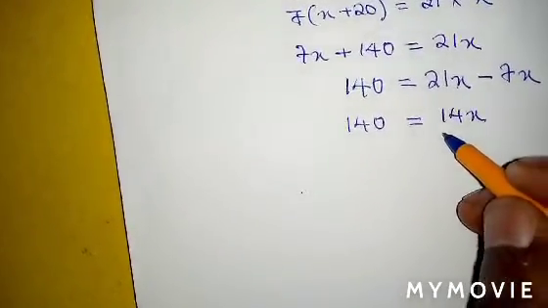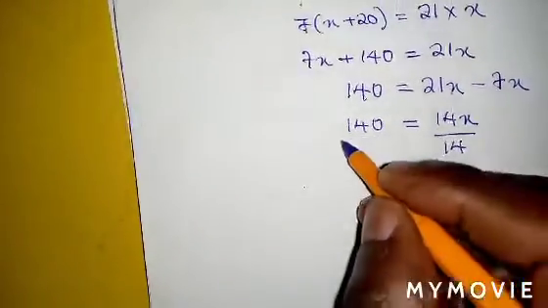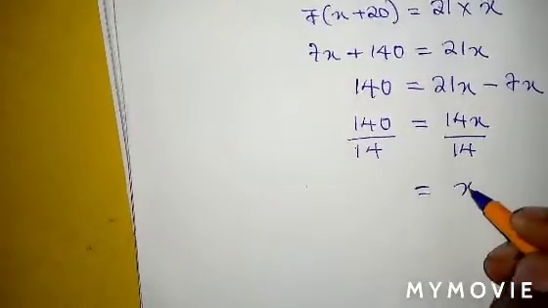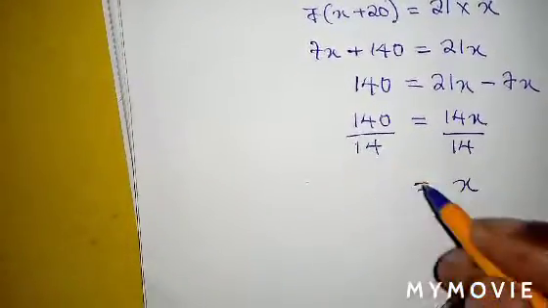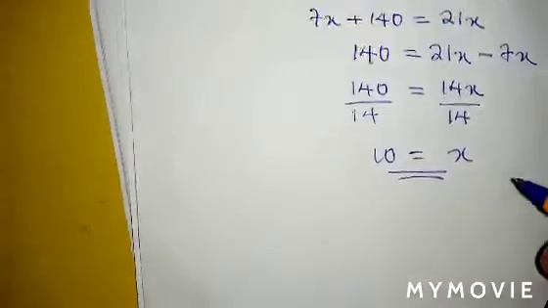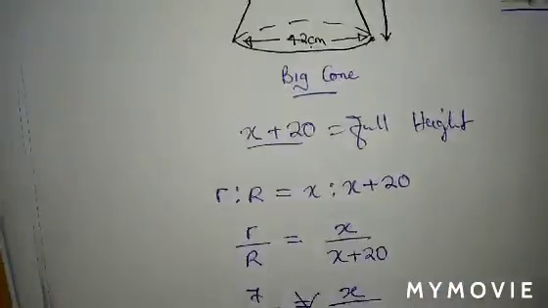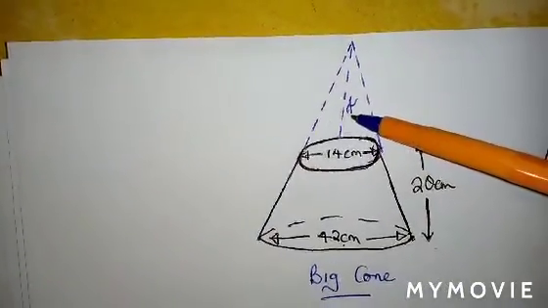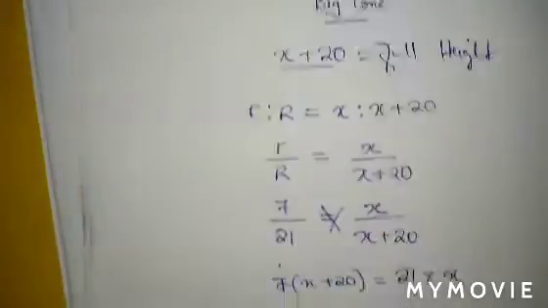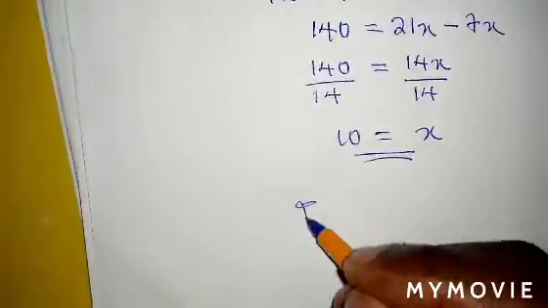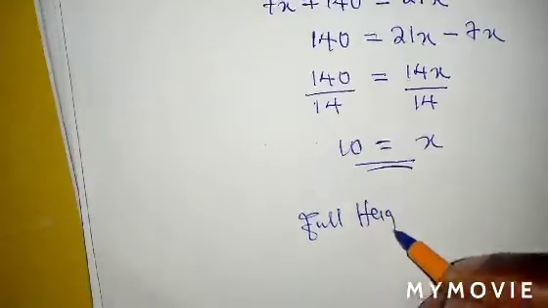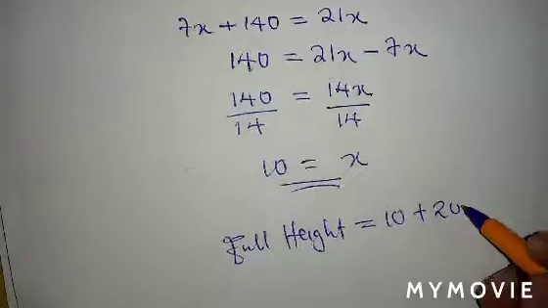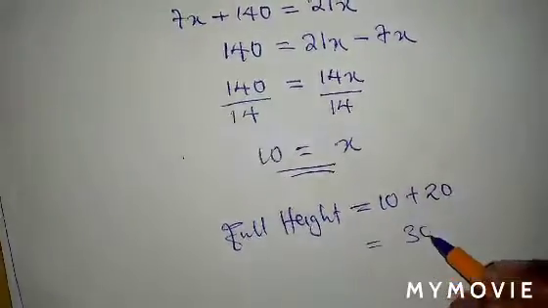Make x the subject because that's what we're calculating for. We divide both sides by 14. That will leave us with x, and 140 divided by 14 is 10. So basically, the height from this point to the far point there is 10. Therefore, the full height of the big cone is equal to 10 plus 20. So the big cone's full height is 30 centimeters.